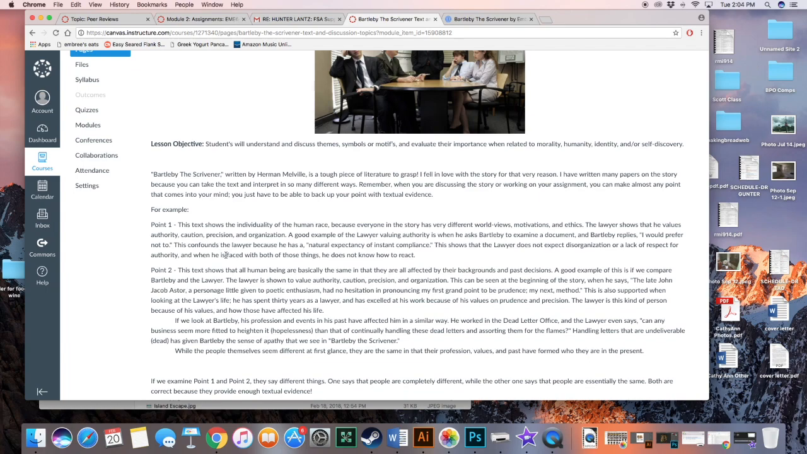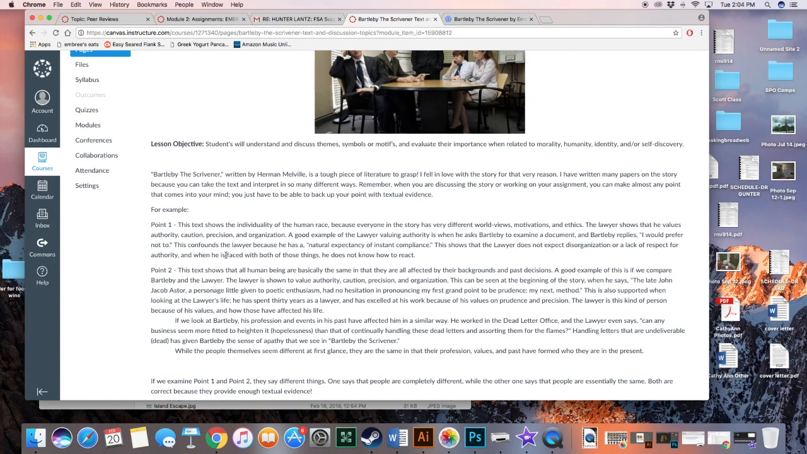So basically, point one is saying that humans are different individuals, based on their background, their motivations, their ethics. And we show how the lawyer is this certain type of person, but as we can see in the story, Bartleby and the other characters are completely different. So this is saying humans are completely individuals, separate types of people.